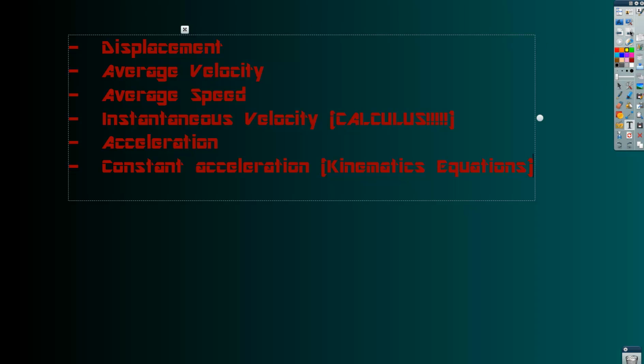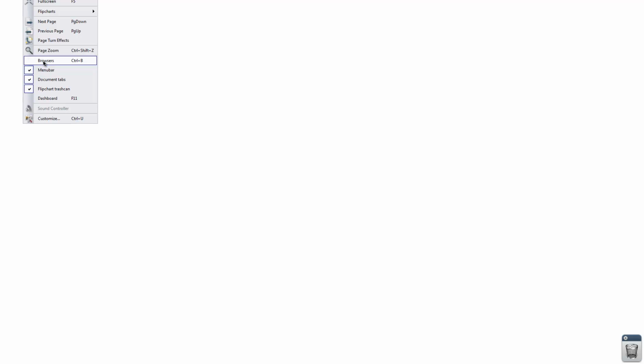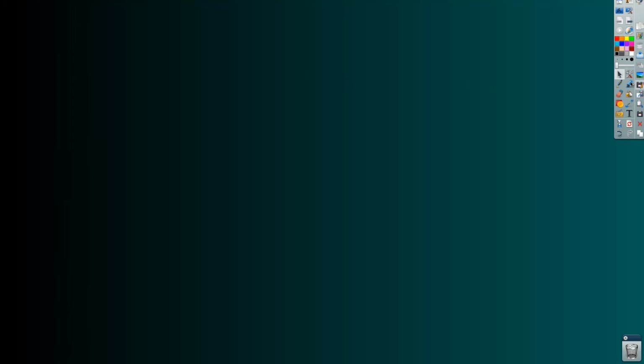So let's go to the next slide. Oh, I guess I'm on the last slide. Let's go back up here. Okay. So, starting off with displacement. Displacement, let's get a good color here.